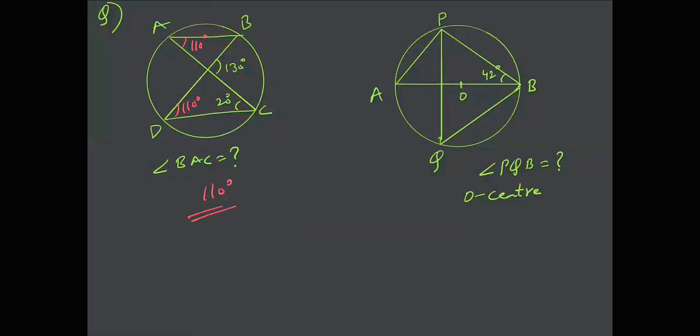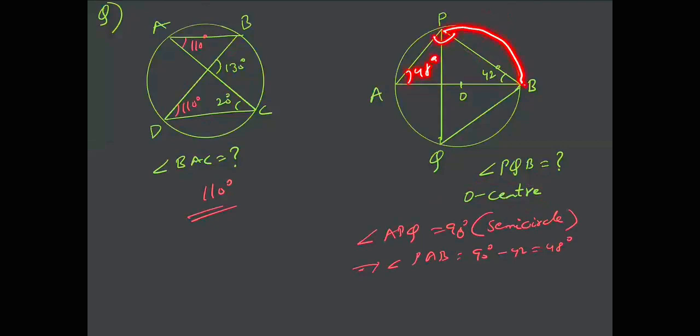Now in this question, since O is the center of the circle, this is a semicircle, and we know that the angle in a semicircle is how much? 90 degrees, right? So angle APQ is equal to 90 degrees because it is the angle in a semicircle. So this implies angle PAB is 90 degrees minus 42, that is 48 degrees. Now this arc subtends 48 here, so it will also subtend 48 at Q. So angle PQB is also equal to 48 degrees.